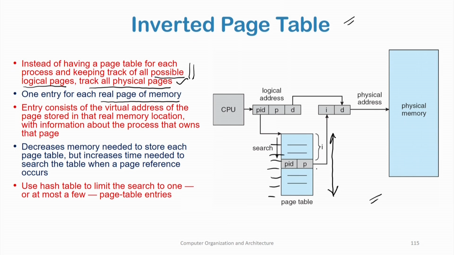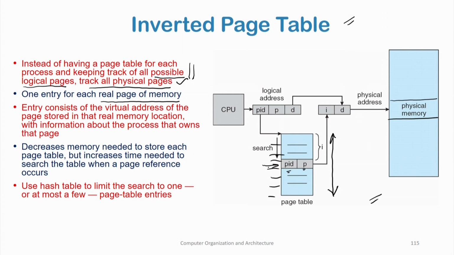And what does it contain inside? It contains the virtual address along with the PID of a process. So, the entry consists of the virtual address of the page in that real memory location. So, this particular physical memory location is pointed to by a particular virtual address of a particular process. So, that virtual address and the process ID both need to be kept in the entry of this page table.